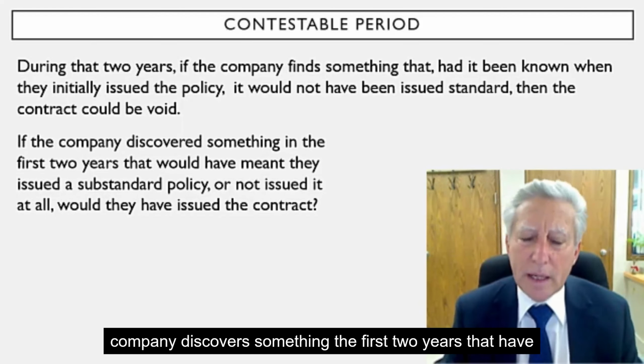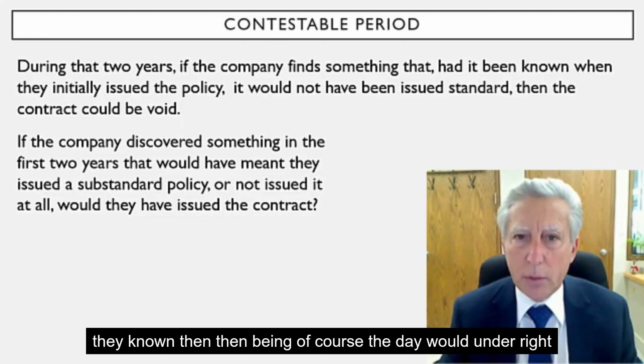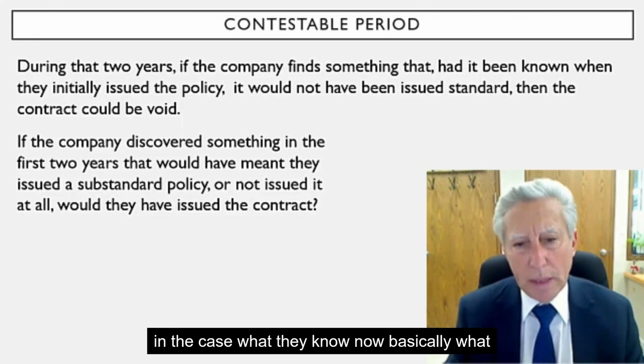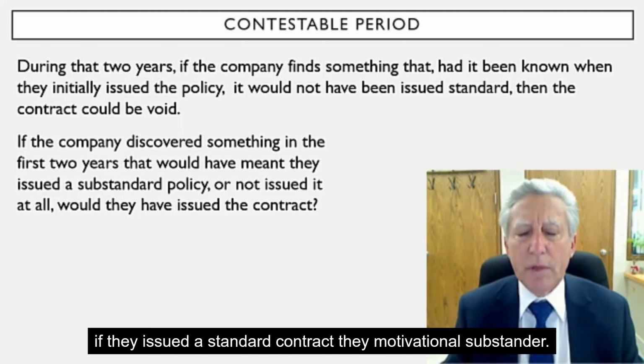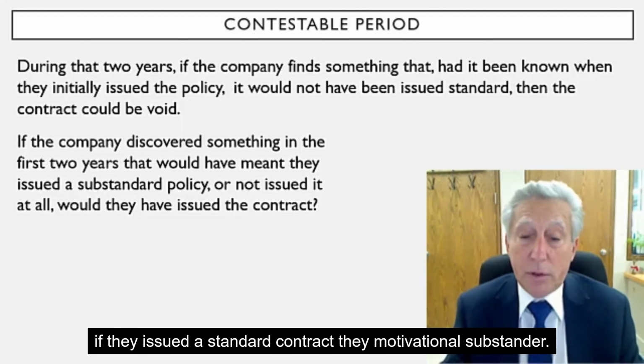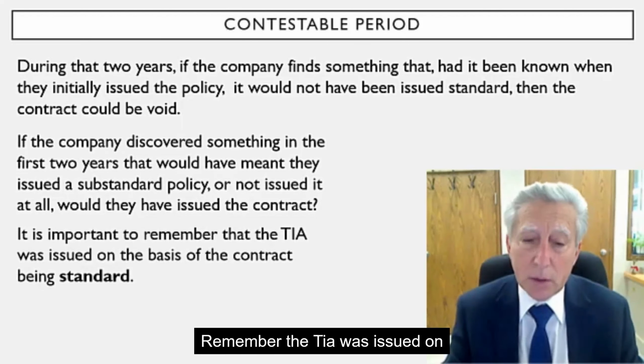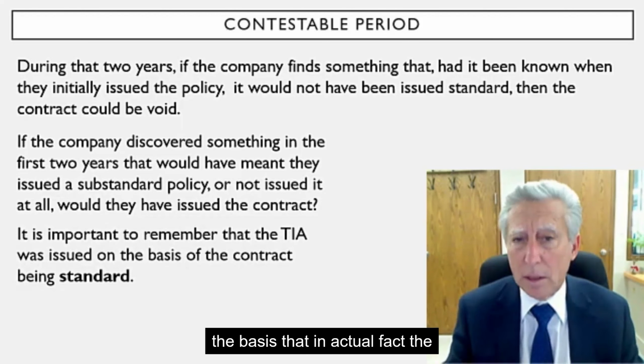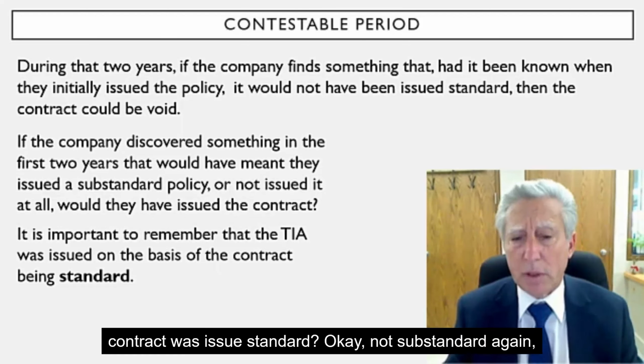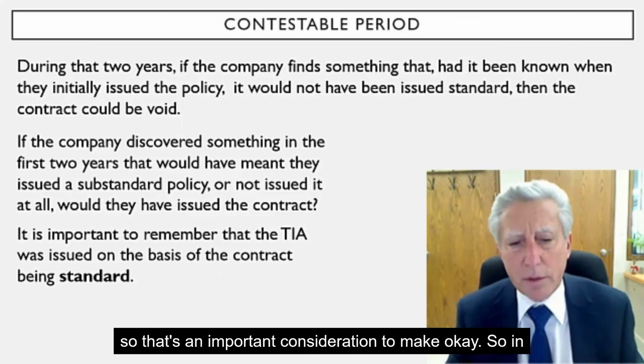So in essence, what we're really saying here is that if the company discovers something in the first 2 years that, had they known it then, being, of course, the day when underwriting the case, what they know now, basically, would they have issued a standard contract? They might have issued a substandard, but remember, the TIA was issued on the basis that, in actual fact, the contract was issued standard, okay, not substandard. Again, so that's an important consideration to make, okay?